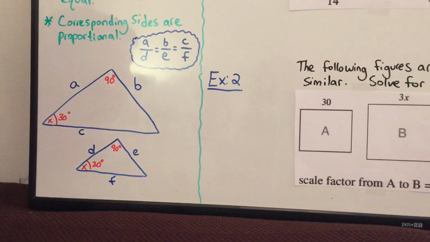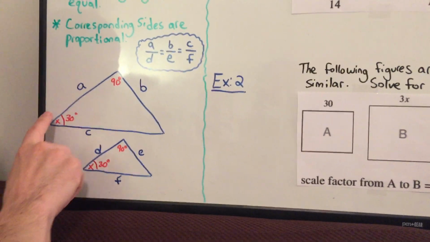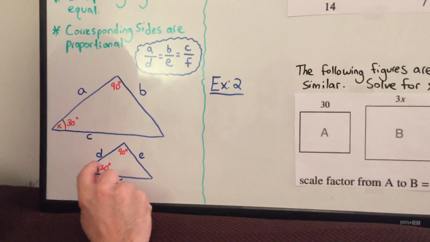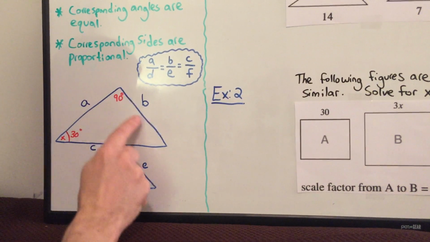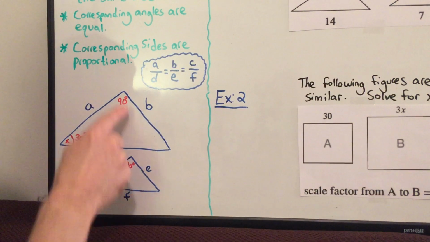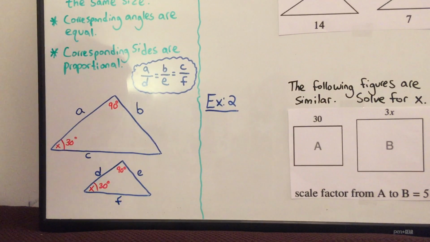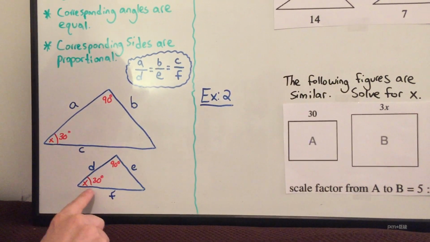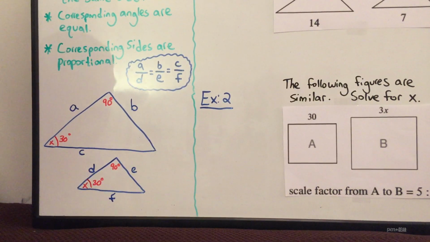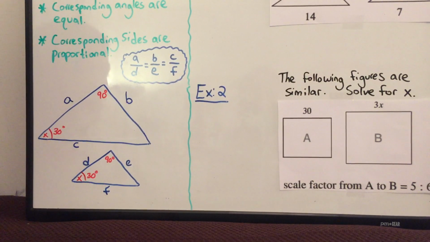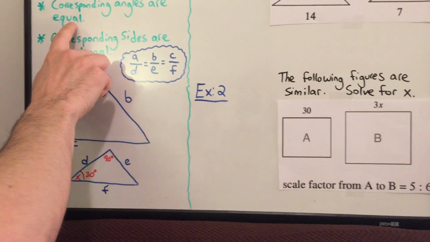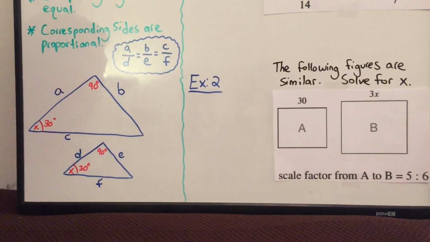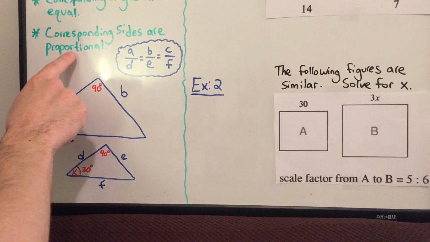But for today, corresponding sides are going to be the sides that are the matching sides. For example, A and D right here are matching sides. B and E are corresponding or matching sides, and C and F are corresponding and matching sides. The problem though is A and D are not the same size. So that's why we can't say they're equal like the angles. So A and D are proportional.